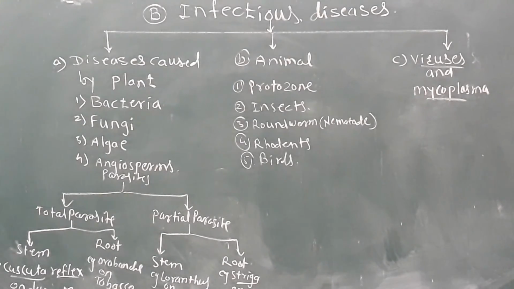Then mycoplasma. Mycoplasmas are very small, spherical, ring-like or filamentous in shape. They are non-motile and facultative parasites. They lack chlorophyll and cell wall, but have a triple membrane. Examples of mycoplasmal diseases are GSD, that is grassy shoot disease of sugarcane, little leaf of brinjal, phylloid of sesamum, and little leaf of parthenium. These are several examples of mycoplasma.